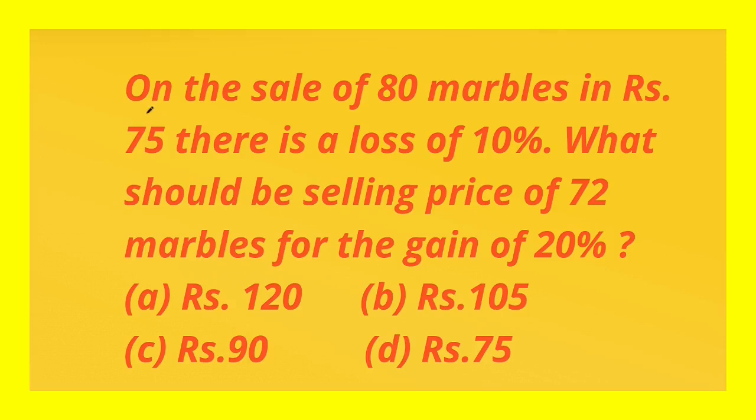Our question is, on the sale of 80 marbles in rupees 75, there is a loss of 10%. What should be the selling price of 72 marbles for a gain of 20%? The given options are option A, rupees 120, option B, rupees 105, option C, rupees 90, option D, rupees 75.